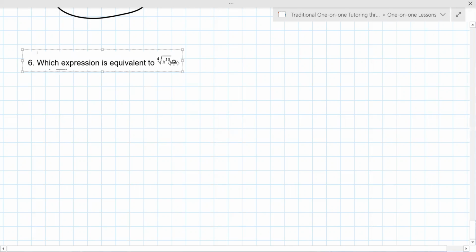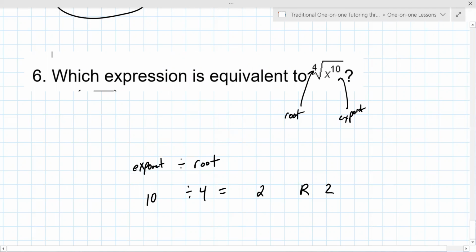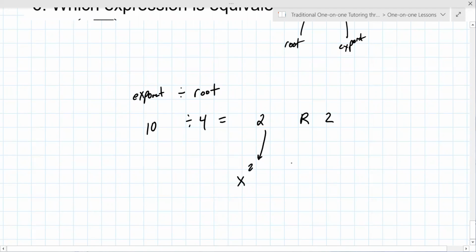So when you generalize these problems, and that's what this one is all about, it doesn't matter what the root is or what the exponent is, it's always the exponent divided by the root. So it's 10 divided by 4, which is 2 with a remainder of 2. You probably haven't written this in a while because we use calculators or phones, but this is the right way to do it, because that tells you it's x squared inside the 4th root. So yeah, they can both match.